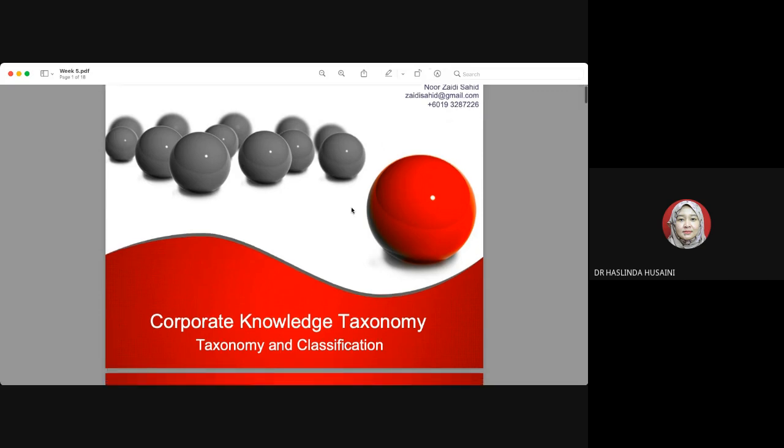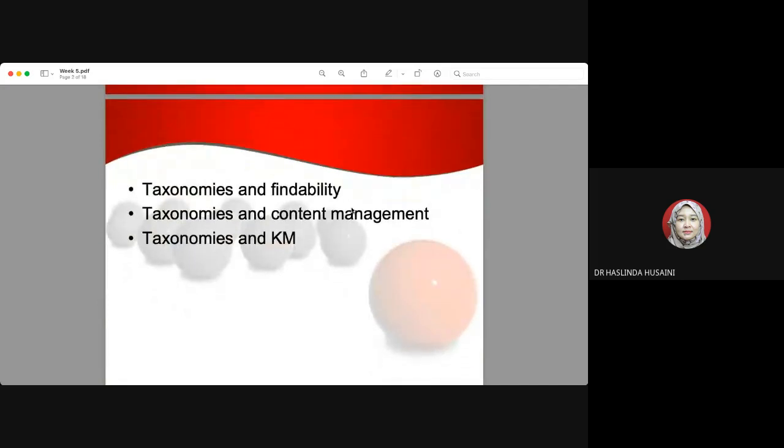So for this corporate taxonomy and classification, kita continue our discussion about the classification. And okay, these are the three topics that we are going to cover and explore, which is taxonomy and findability. This findability is concerned with retrieval. Macam tadi I mentioned, macam mana kita nak cari balik maklumat. So it's about retrieval and storage in library management especially.